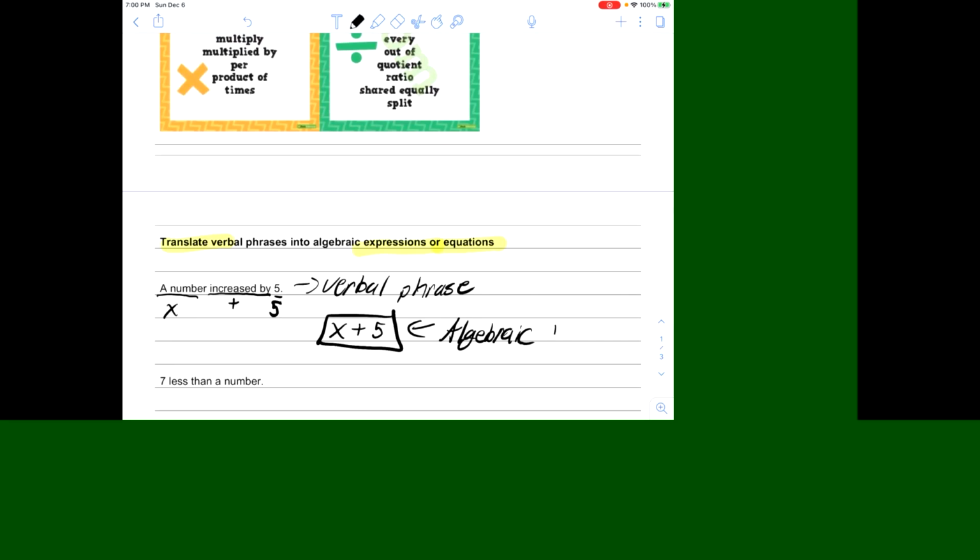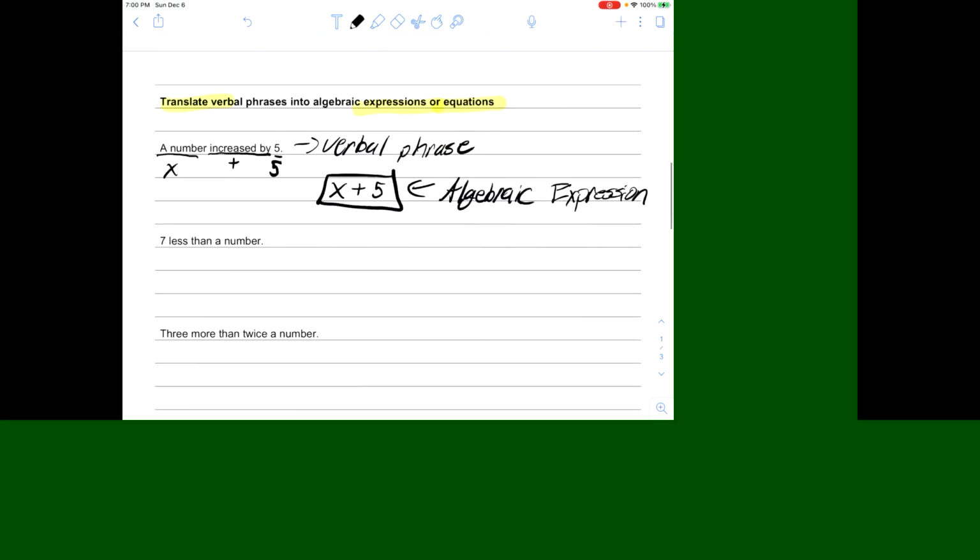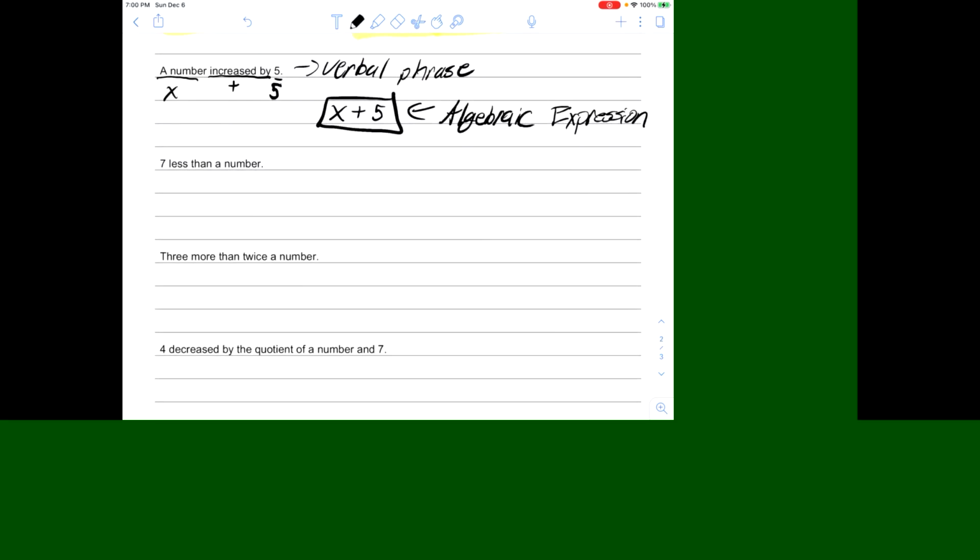In this case, it's an expression because it does not have an equal sign. If it had an equal sign, that would tell me that this was an equation. Okay? For the next one, 7 less than a number.